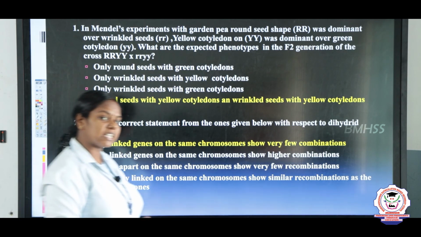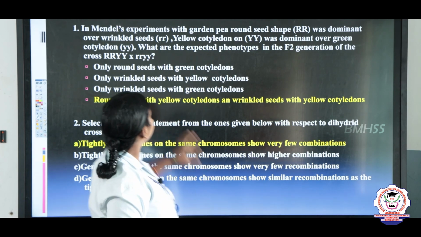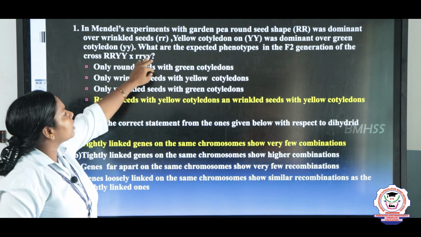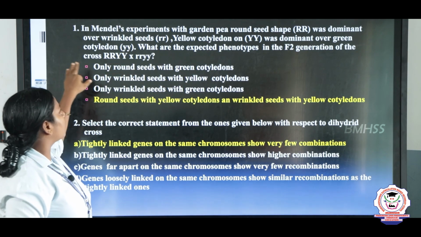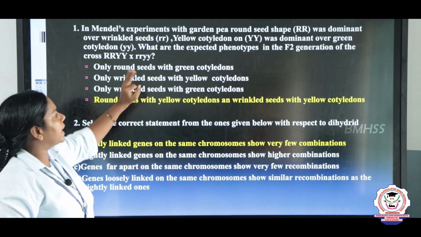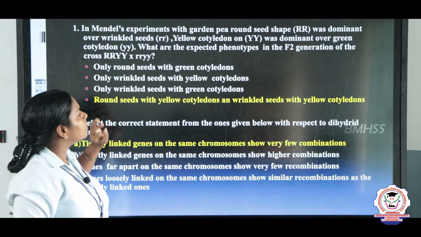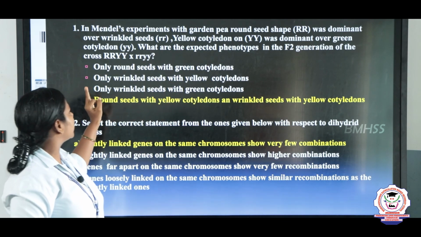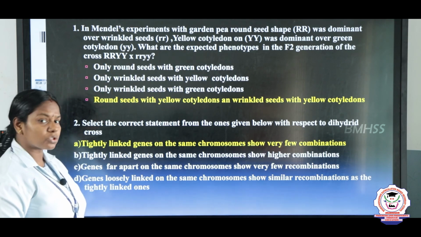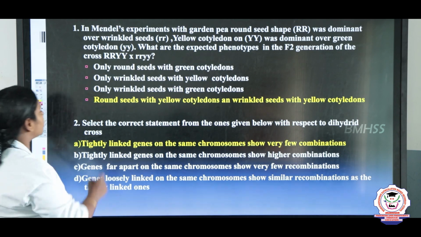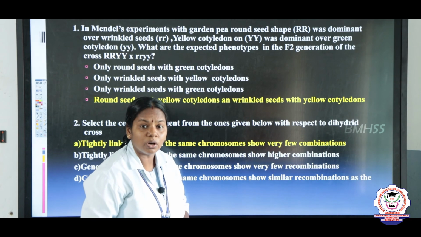So now let us discuss some of the questions related to the back cross and the dihybrid cross of Mendel. First question, in Mendel's experiments with the garden pea, the round seed shape was dominant over the wrinkled seeds. And yellow cotyledon was dominant over the green cotyledon. What are the expected phenotypes in the F2 generation of the cross, round yellow into wrinkled green? So what is the answer, children? Yes, very good. Round seeds with yellow cotyledons and wrinkled seeds with yellow cotyledons.